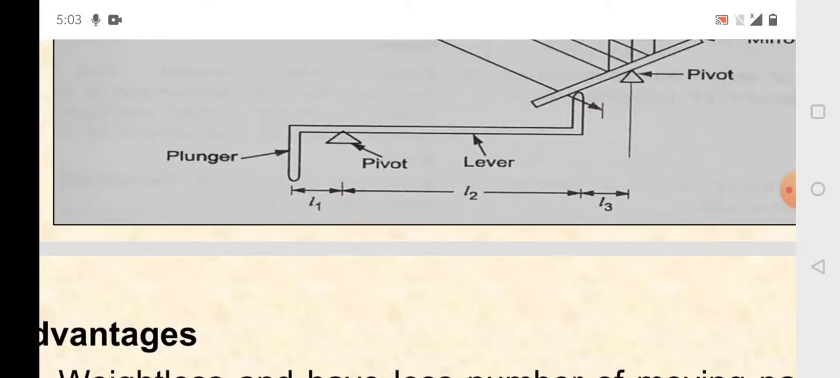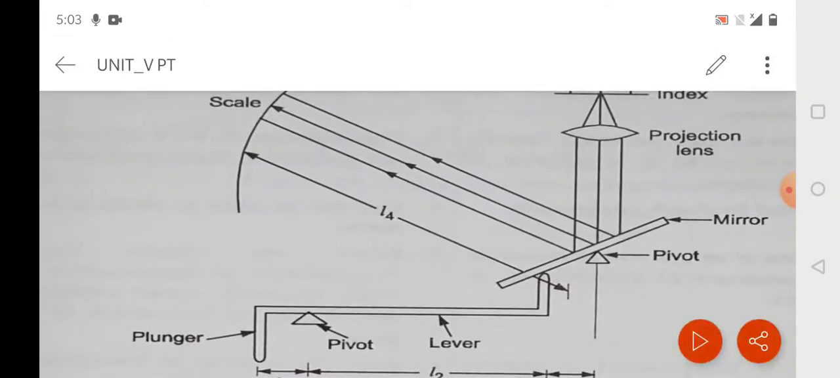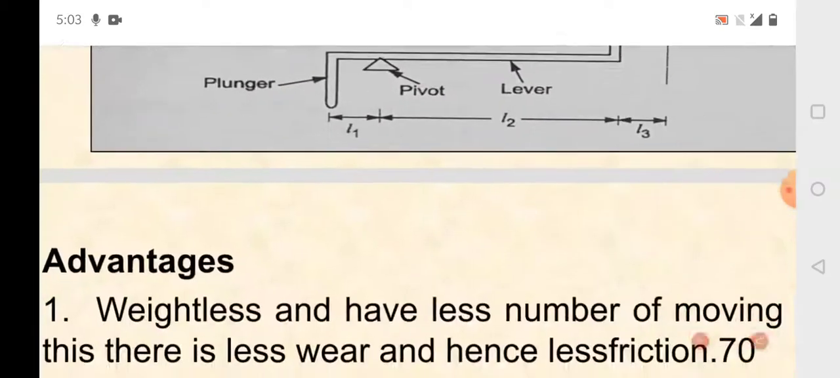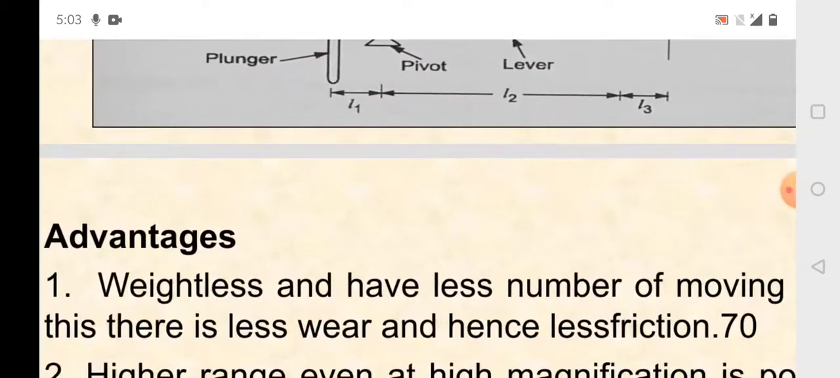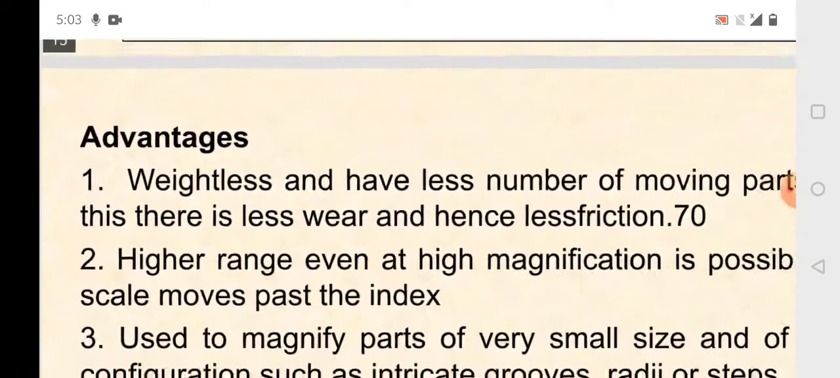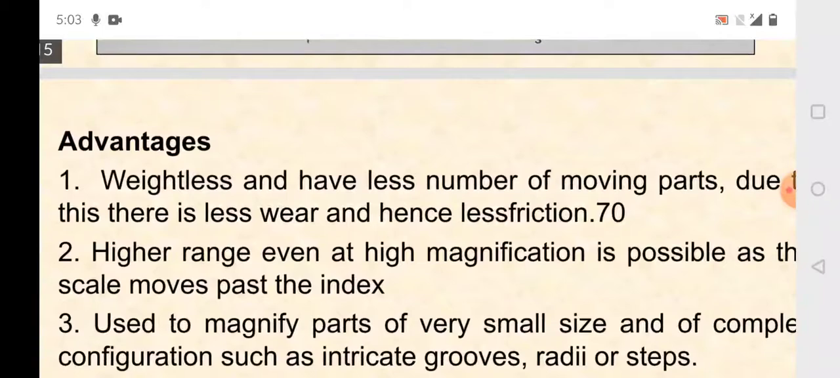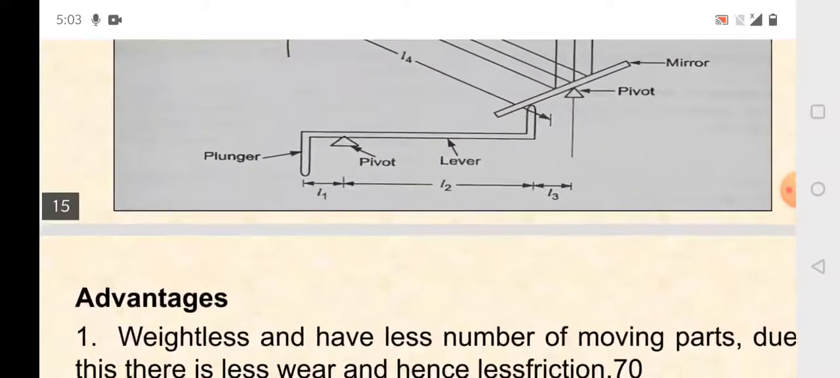So here the magnification is very high. Since we are using this optical mode, the magnification of the reading can be 1000 times or up to 2000 times, that's it. It is weightless. As we can see, the number of moving parts is very small.